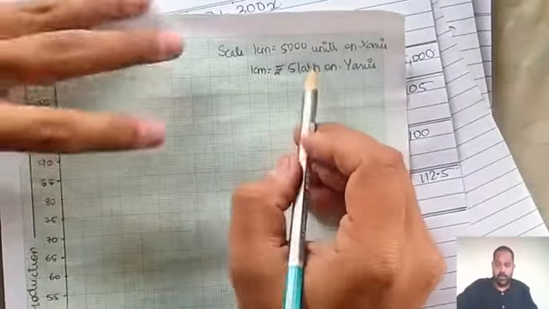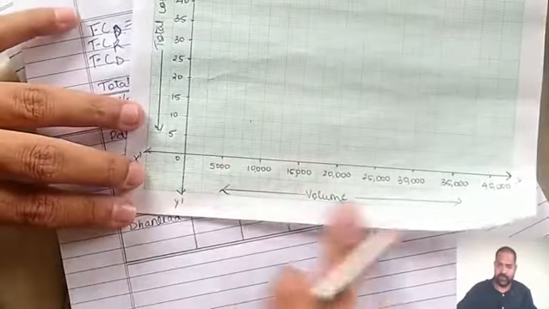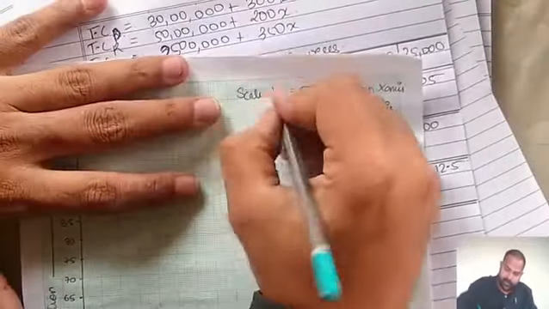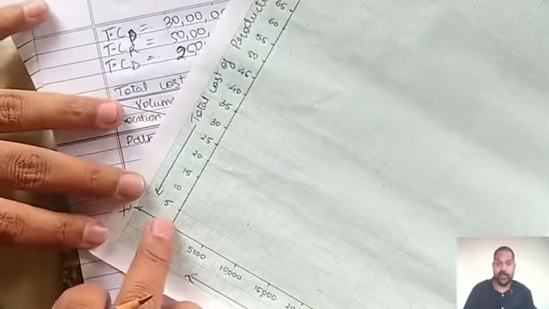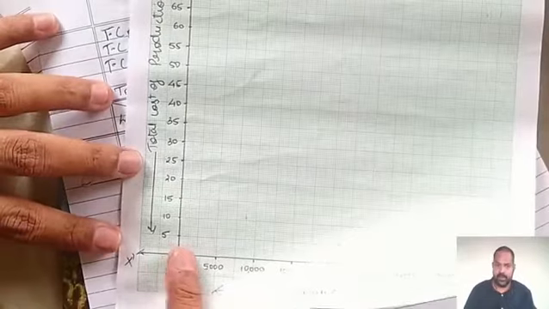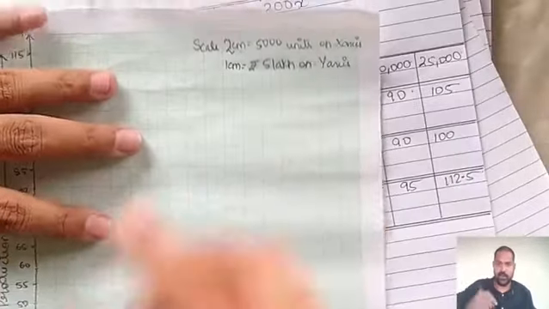Scale. On the x-axis, 2 centimeters is 5,000 units, while on the y-axis, 1 centimeter is 5 lakh rupees. Correct? So 5 lakh, 10 lakh, 15 lakh, 20 lakh, 25 lakh, 30 lakh and so on.